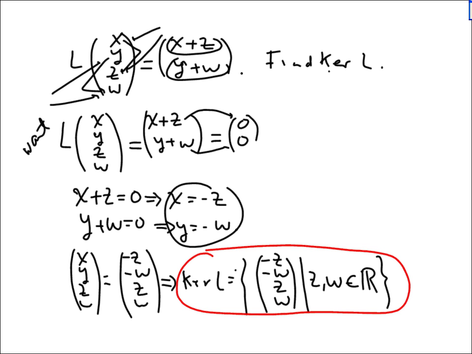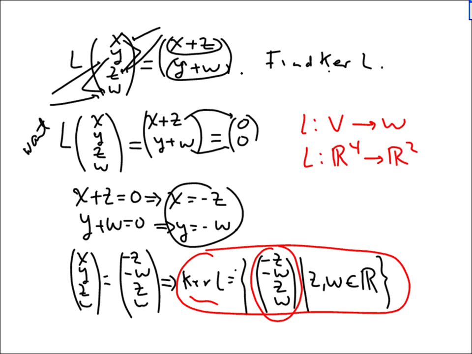We mentioned, since all these elements in the kernel come from V, that the kernel of L is a subset of V. Let's look at this last problem. The kernel of L were in R4. That is, they were in V. L is a mapping from R4 to R2. We normally say it's a mapping from V to W. So V is R4 and W is R2.